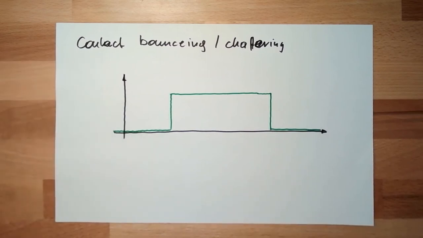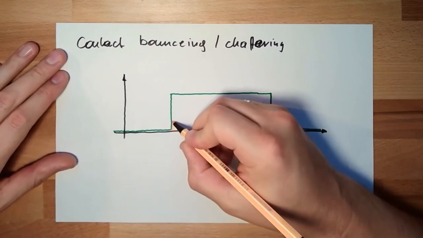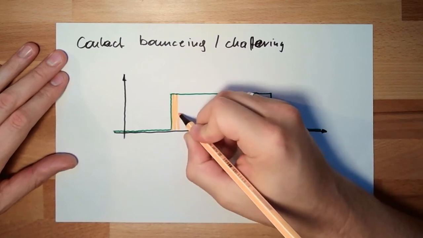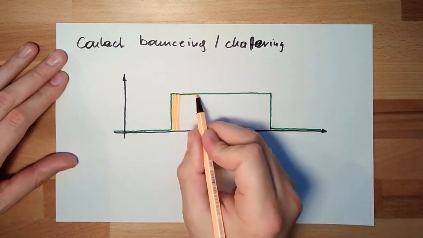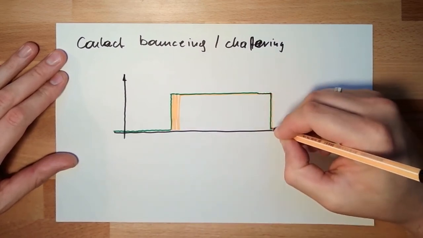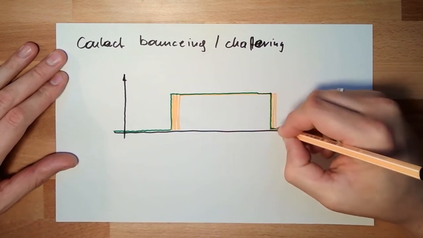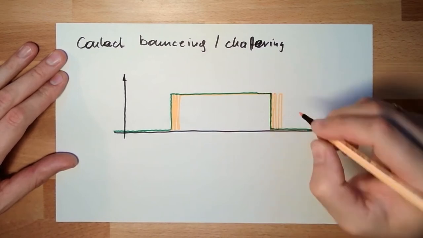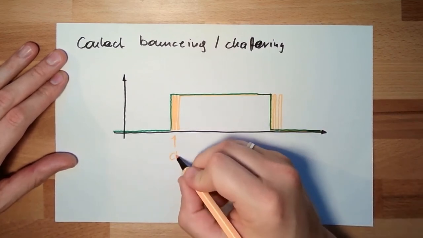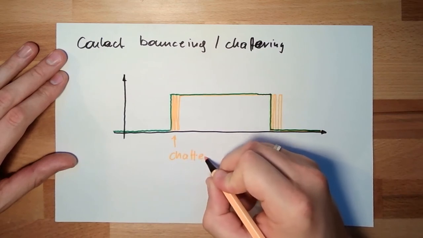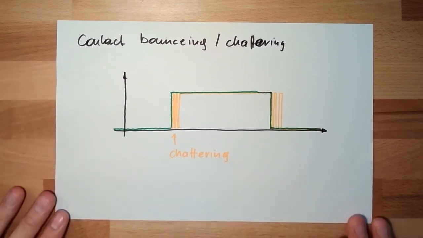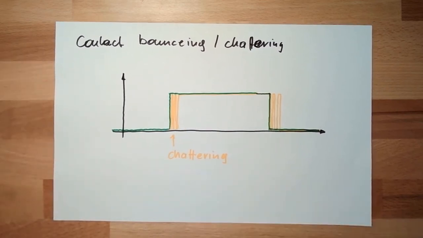But in reality, it will move here, make some spikes here, and then stay on. How long and how much pause there is depends on the switch. This is chattering. Now I write it so that you can also read it. Chattering, all right?